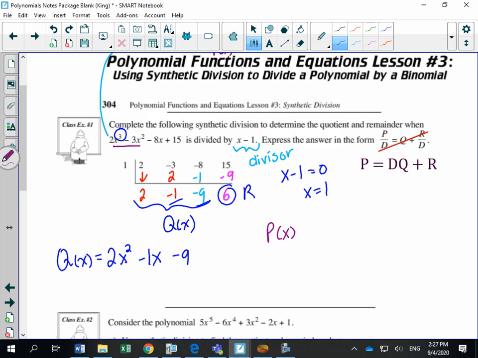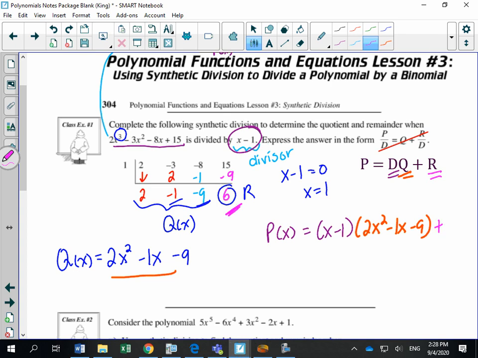So this original polynomial, how they get that, it's equal to my divisor, which is x minus 1, times my quotient, and this is my quotient here, so 2x squared minus 1x minus 9, plus the remainder, and the remainder was 6, so plus 6, okay? And I will box that in. That is the answer for class example number 1.